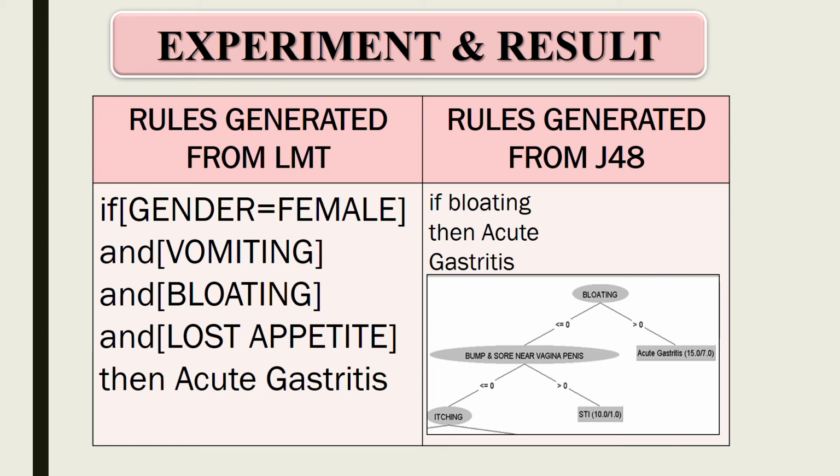So this is part of the rules generated, from the experiment carried out for the 6th time. This is the part of the rules generated from both LMT and J48. This is the result. As we can see, if gender is equal to female and vomiting, bloating, and lost appetite, she might have acute gastritis. The same goes here: if bloating, then acute gastritis. You can see the similarity here.